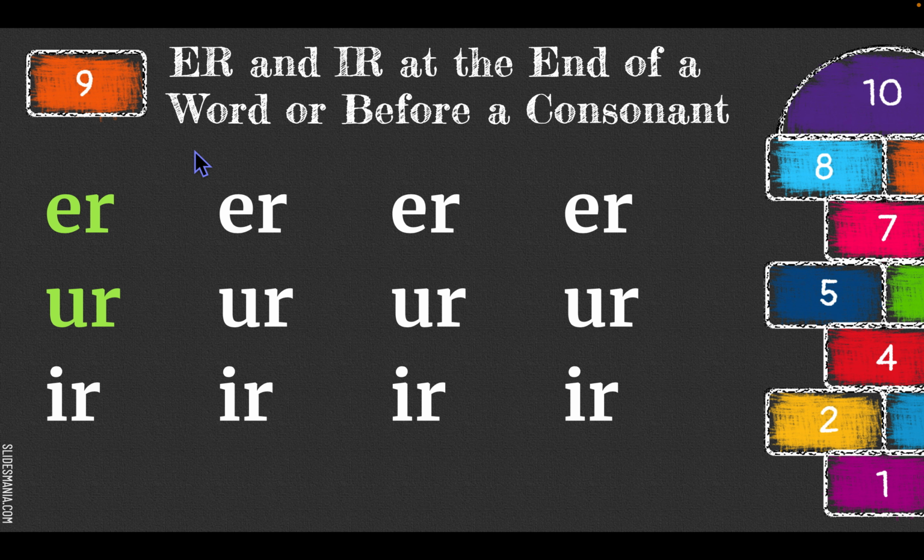Er has three different spellings, and the most common one is ER. So if you're reading a word and you have an ER, UR, or IR at the end of a word or before a consonant, it's going to have the sound of er. For spelling purposes, ER is much more common than UR or IR. So if you're trying to figure out how to spell a word with the sound, try this one first.